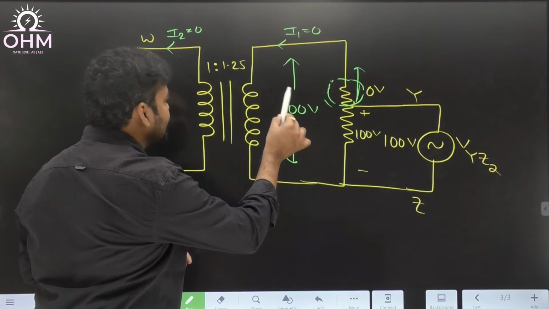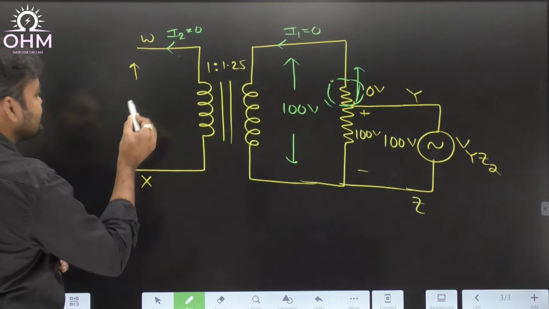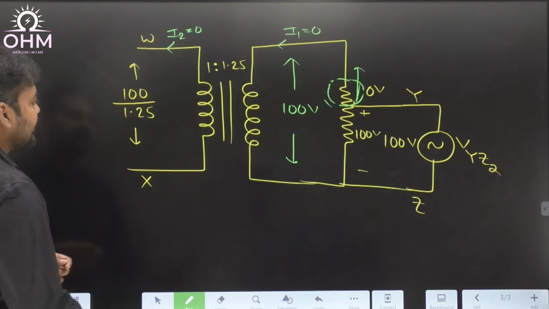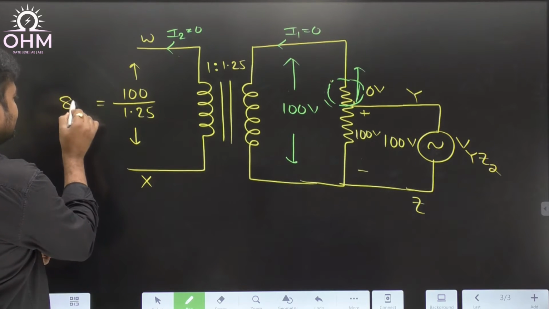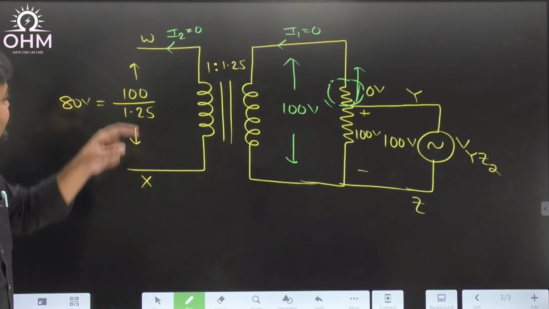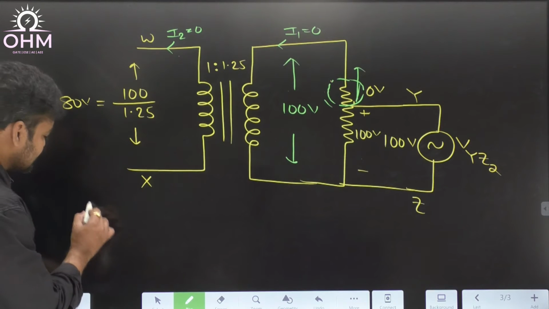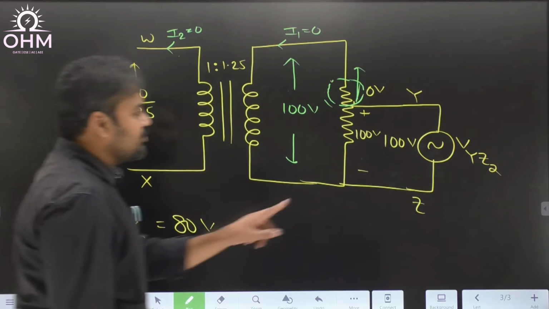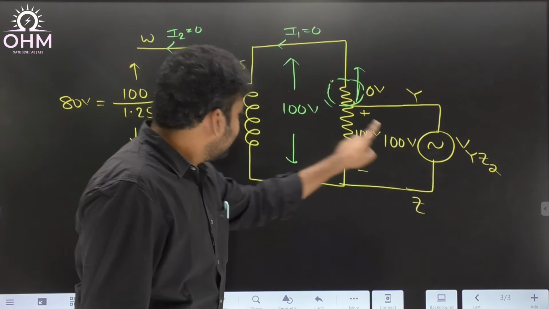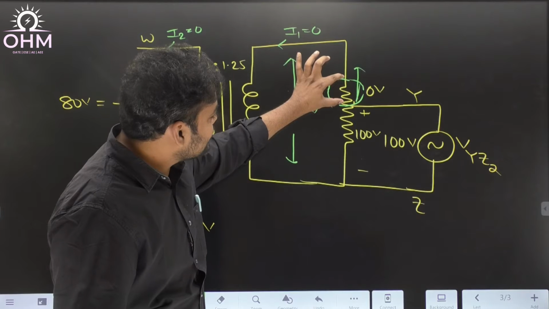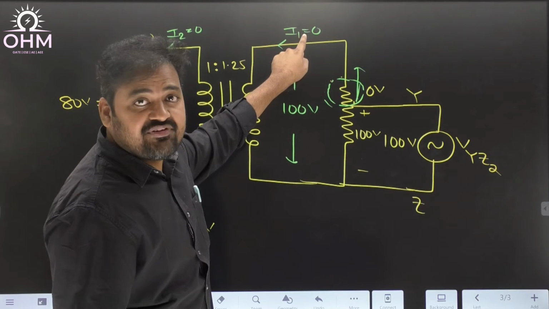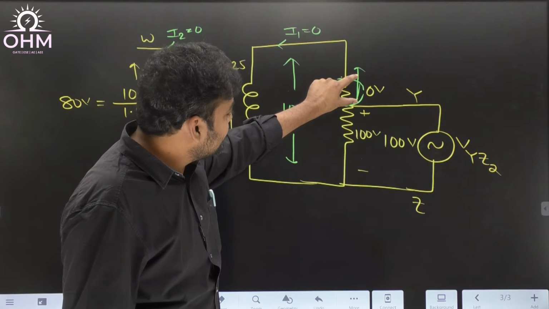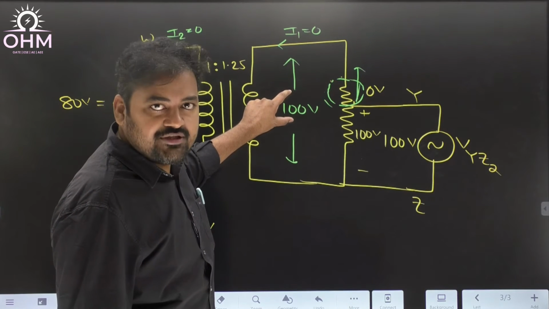So if this is 100 volt, how much will come here? According to the turns ratio, can I say this will become 100 by 1.25? 100 by 1.25 means the answer will be equal to 80 volt. Therefore, the voltage that we will get between WX, that is VWX, in the second case is 80 volt. What is the voltage I applied here? 100. The same 100 will reflect here because there is no voltage drop here. Suppose in case this current is a finite value, maybe let us say you got a voltage drop of, say, 5 volt here. If a 5 volt drop takes place, you will get 95 volt here. Understand?